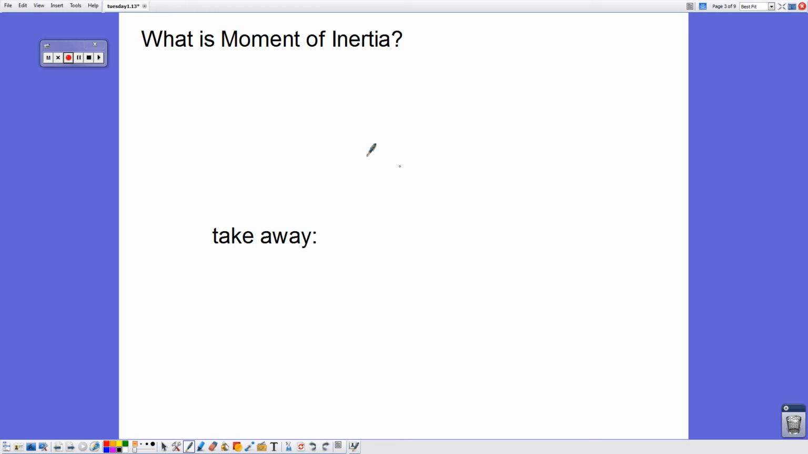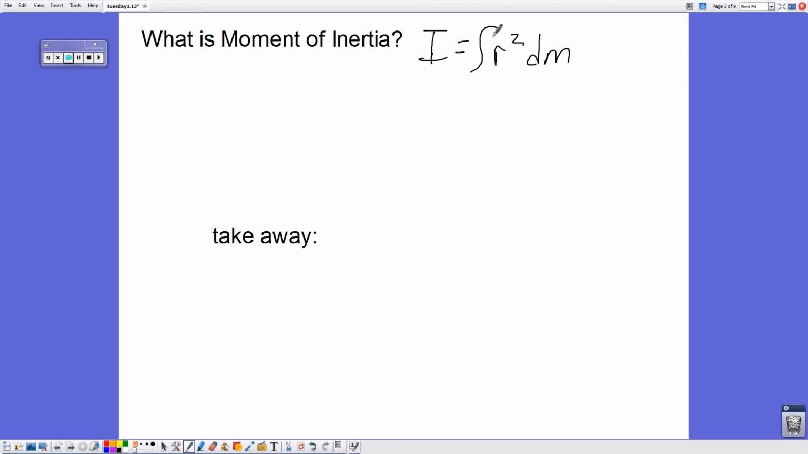So, the big question that you're probably asking yourself is, Mr. Salzo, what the heck is the moment of inertia? Well, you can think of it like mass, but it's more than that. The equation is that: the integral of r squared dm equals I, the moment of inertia. What does that tell you?